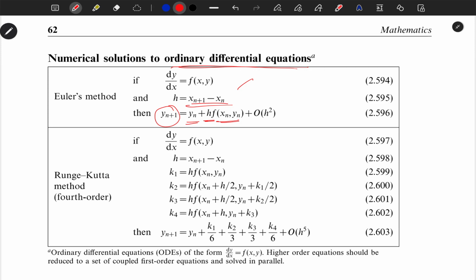RK4, Runge-Kutta fourth order, same equation: k1 equal to h f, k2 equal to h f of x plus h by 2, y plus k1 by 2, k3 equal to h f of x plus h by 2, y plus k2 by 2, k4 equal to h f of x plus h, y plus k3. So y n plus 1 equal to y n plus k1 by 6, k2 by 3, k3 by 3, k4 by 6.